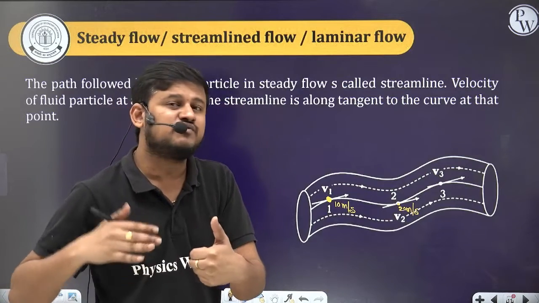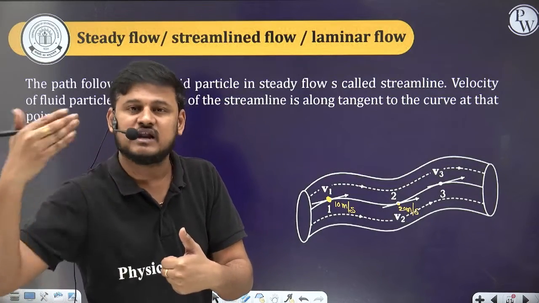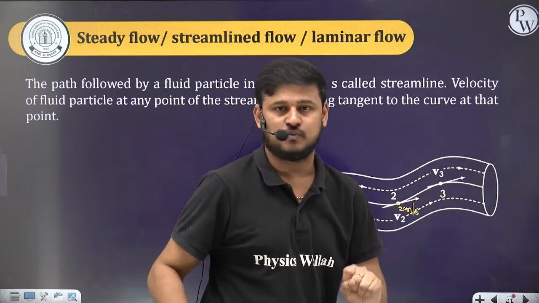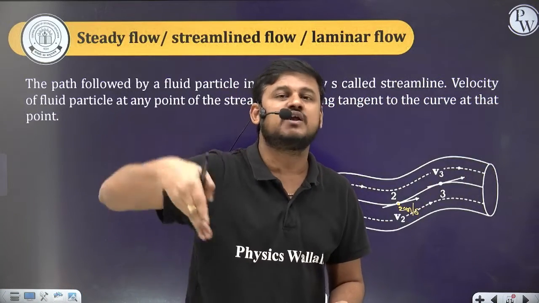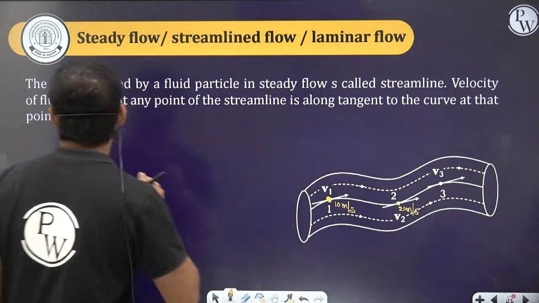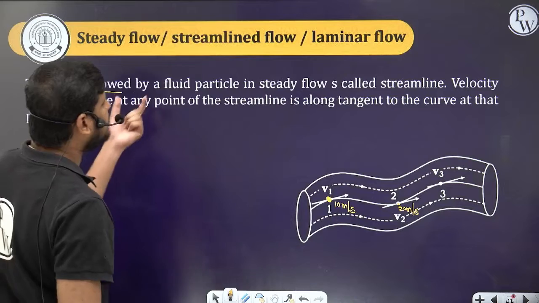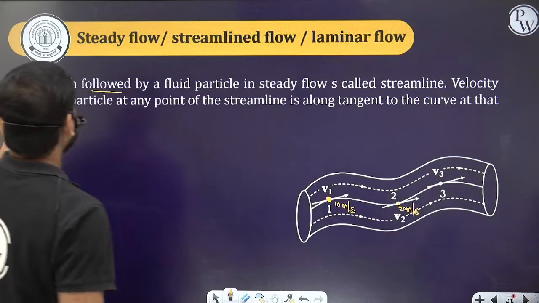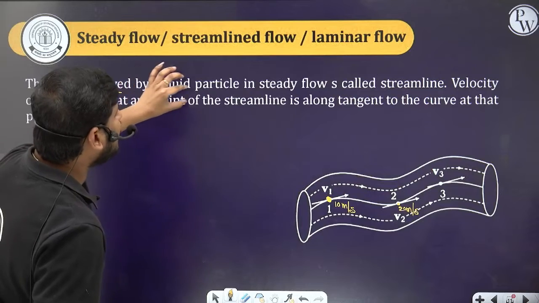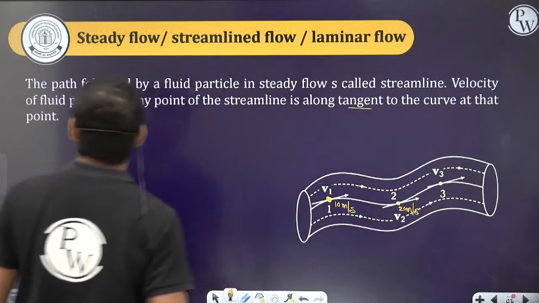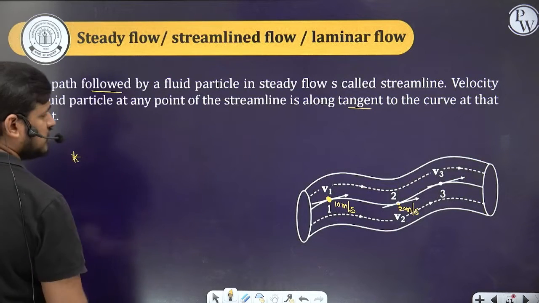So the streamline flow or steady flow or the laminar flow doesn't mean that the velocity has to be the same throughout its flow. At a given point, the velocity of every particle should be constant. That's it. Okay, so that's what I wrote. The path followed by a fluid particle in steady flow is called the streamline. So the velocity of a fluid particle at any point of the streamline is along the tangent to the curve at that point.